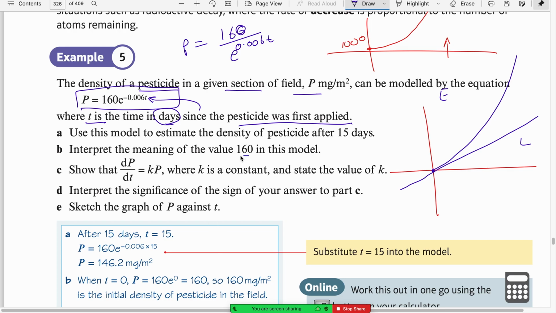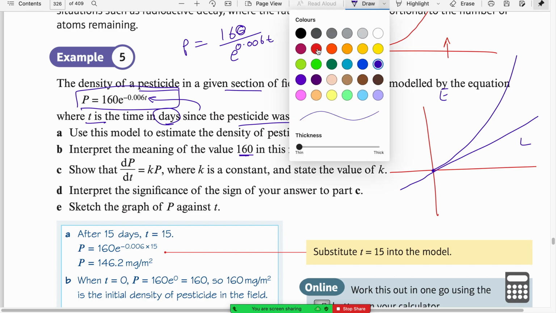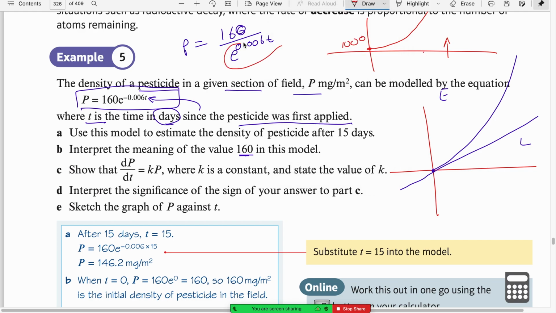Interpret the meaning of the value 160 in this model. So when T is 0, at time 0 the density of pesticide was actually 160, because at time 0 it is e raised to power 0, which makes it 1, and this would become 160 over 1. So that's 160. So interpret the meaning of 160. That means it is the maximum value of that pesticide. 160 is the maximum density of that pesticide. Or you can also say it is the initial density, which then decreases afterwards.